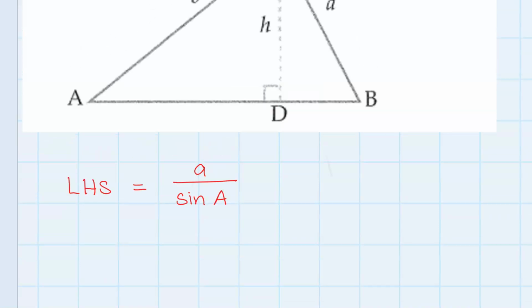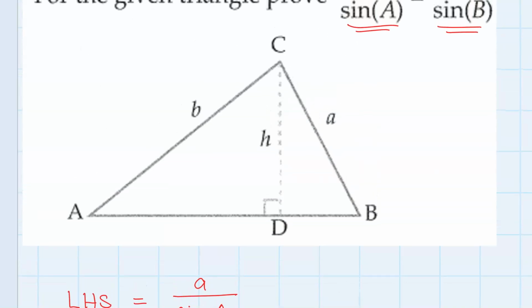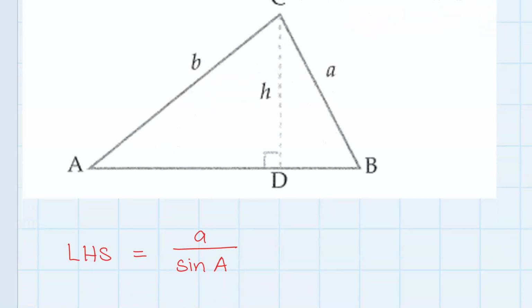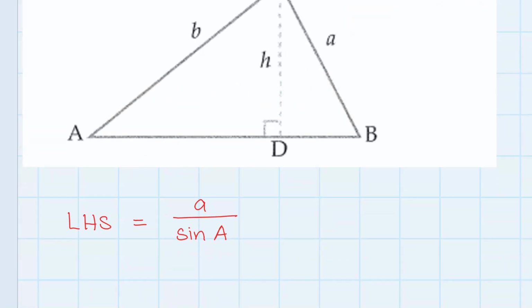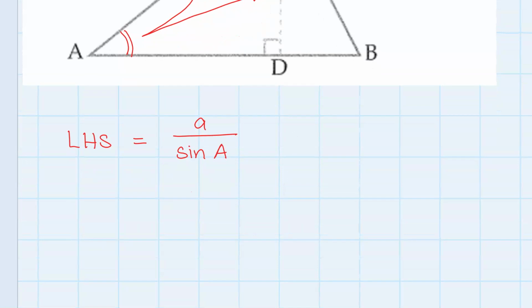So I'm looking at that triangle, and I notice that the vertical height of the triangle actually splits it up into two right angle triangles, which then allows us to work out those trig ratios. So sine A, this is the angle A here, is equal to the opposite, which is h, divided by the hypotenuse of that large right angle triangle, which is going to be b. So we can rewrite sine of A as h divided by b.